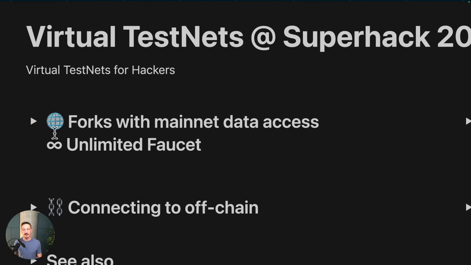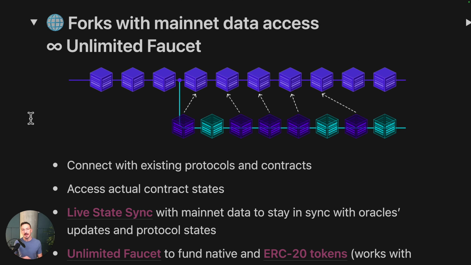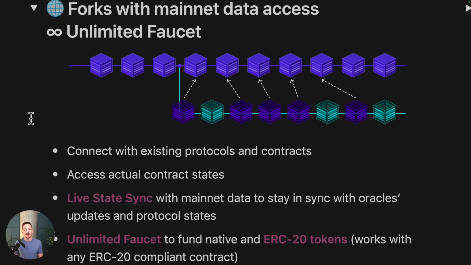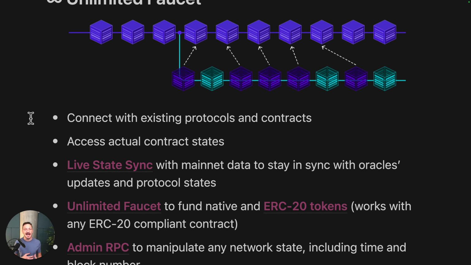So let's dive in. First of all, virtual testnets are essentially forks of mainnet that give you the historical mainnet data access, and they're actually located on Tenderly's infrastructure, making them shareable. It allows you to connect with existing protocols and contracts. It allows you to access the actual state of contracts using something called LiveSync.